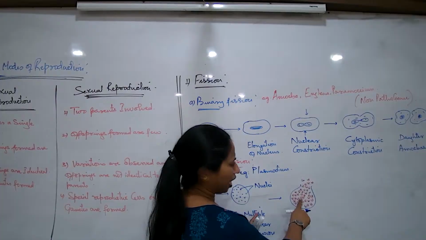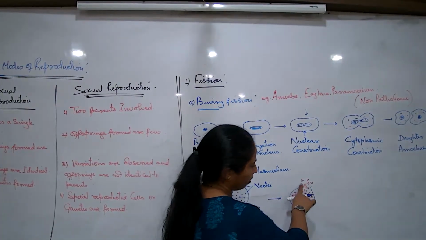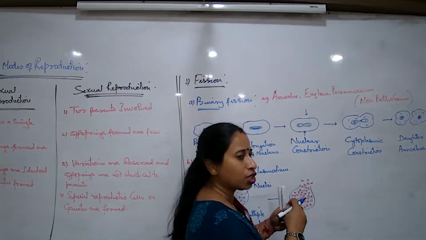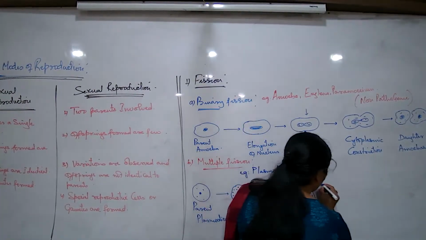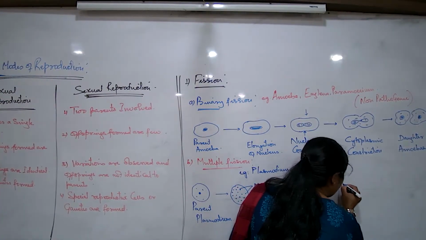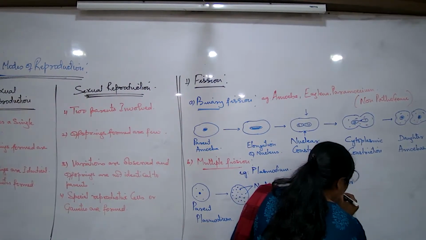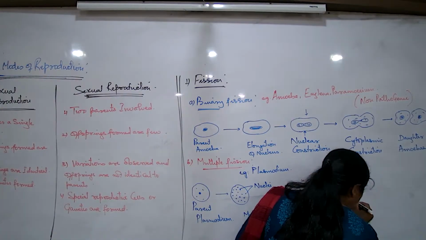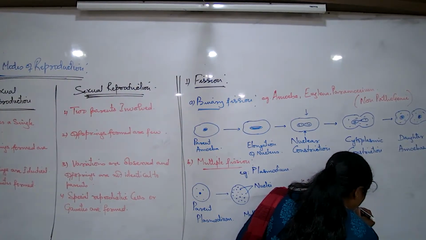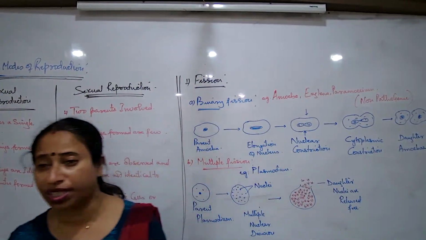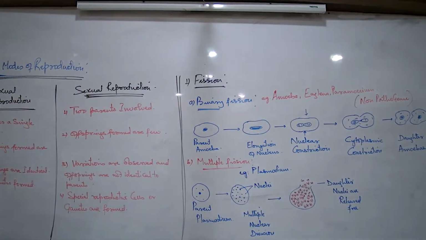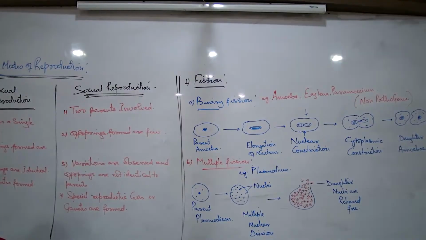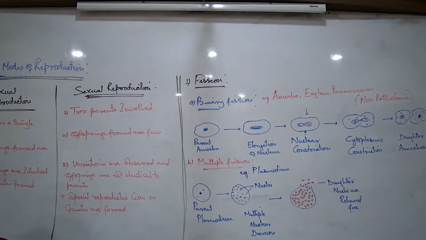Now the number has become so many that the membrane gets torn, broken, ruptured, and the daughter nuclei are released free. Where are they released free? If this is the Plasmodium, they will be released free in the liver, in the blood. Where does this Plasmodium divide in the human body? In the liver and in the bloodstream, in the RBCs.